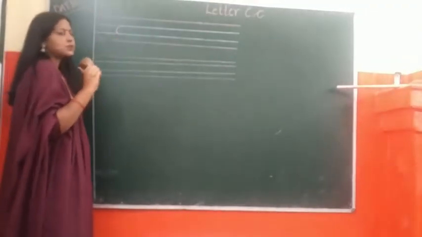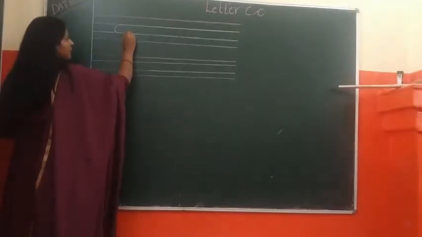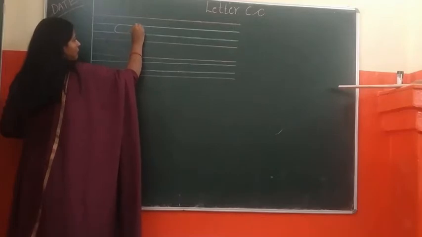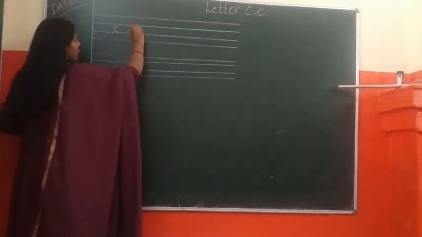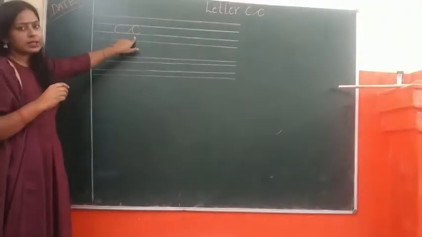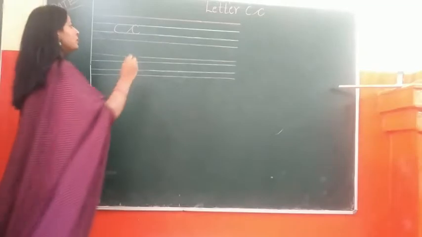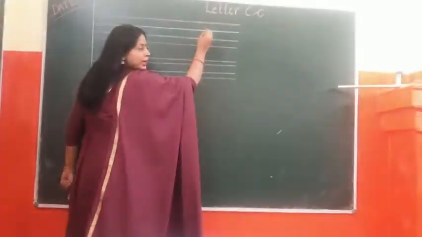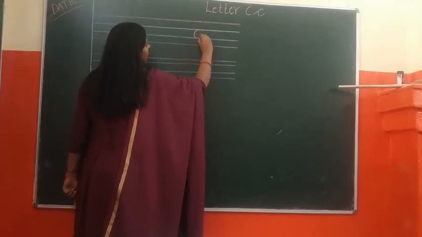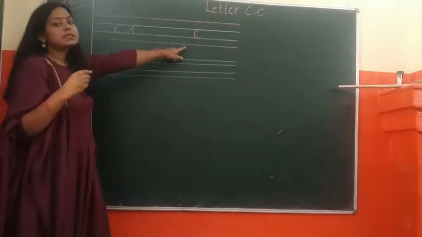And for cursive c, again we start from here. Go up, bend a little, come back without moving your pencil, go down, make a half c and a tail. Okay, so this is a cursive c. Again see how to make small c first. Small c is very easy, like we make capital C. You have to make a half curve. Okay, this is small c.